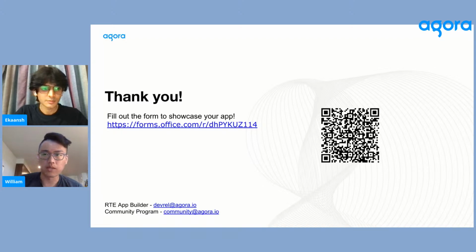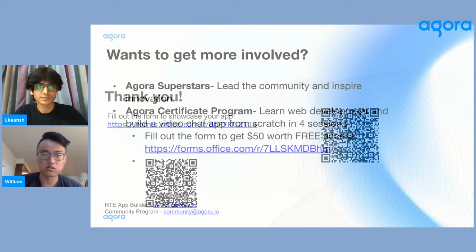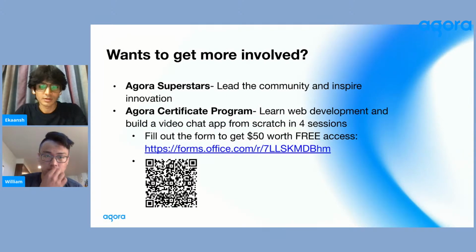I want to spend the last few minutes to quickly talk about the student programs. I know most of you are currently students at school. Two of the programs that we have right now, number one is definitely Agora Superstars. In fact, Econj graduated from the Agora Superstar program and eventually got to work with us full time after graduation. Essentially, that's the elite program where developers get to write tutorials and lead the community.